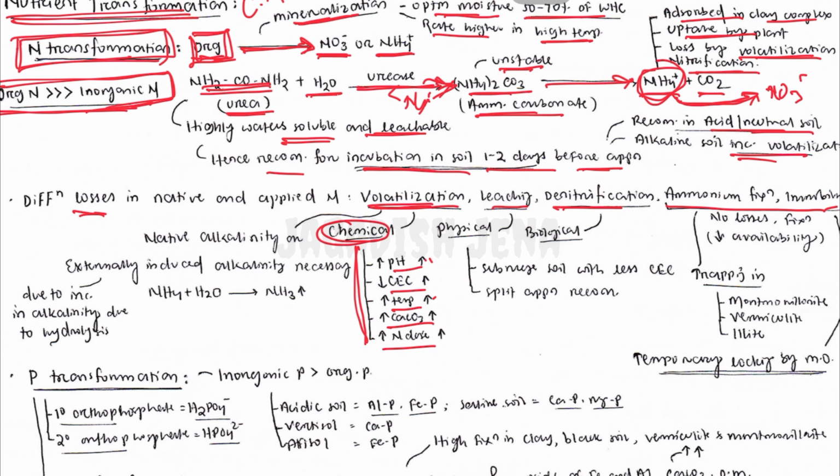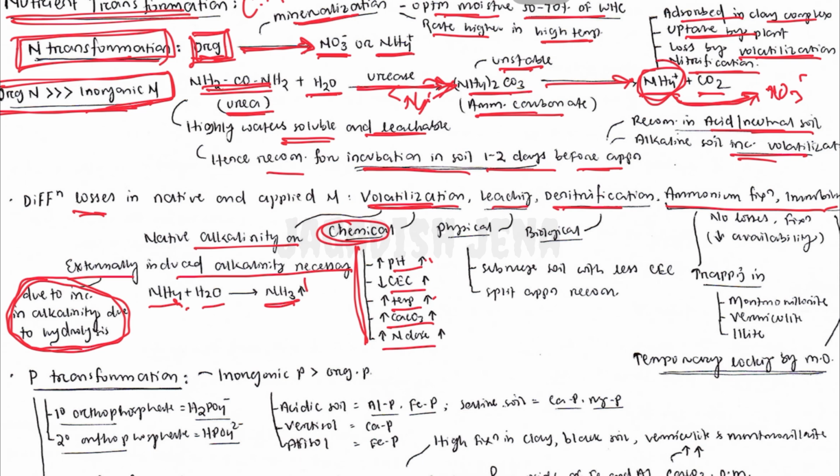Okay. Native alkalinity or externally induced alkalinity is necessary. See, externally induced alkalinity means if you are applying more alkaline forming fertilizer, due to the increase in alkalinity from hydrolysis, then it might also trigger it. Okay. So what happens here? NH4+ plus H2O. It dissociates into NH3, which is a gas, and it is liberated to the atmosphere.